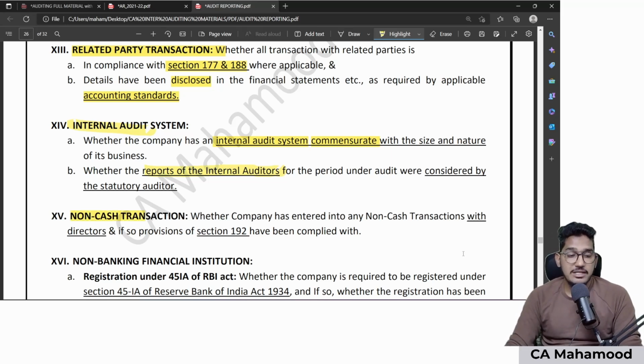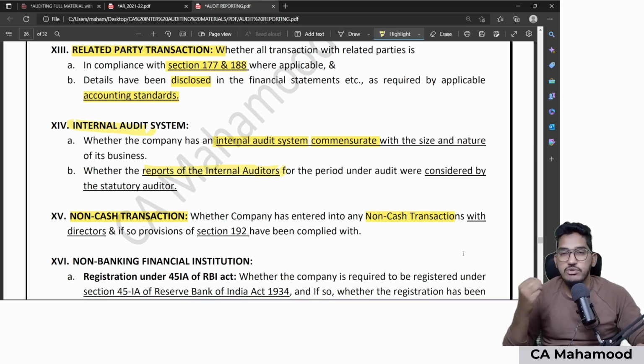And finally, non-cash transactions. Whether the company has entered into any non-cash transactions with the directors. Did the company enter into any exchange of goods and services, barter transactions? So I need to check whether the company has entered into any non-cash transactions with the directors and other related parties. If yes, whether the provisions of section 192 of the Companies Act are complied with or not.